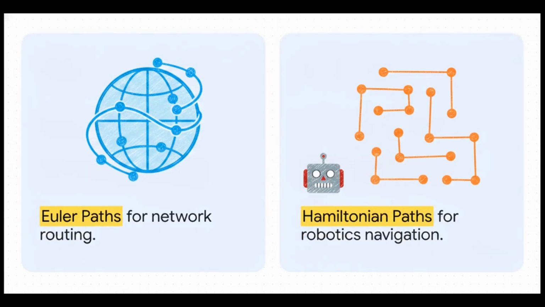Just consider the real-world difference between these two key graph theory concepts. On one hand, you have Euler paths, which have real-life applications in network routing, basically helping efficiently route all that internet traffic. But then on the other hand, Hamiltonian paths are what assist in path planning, navigation, and decision-making in robotics. It's absolutely fascinating how these different mathematical paths solve completely different engineering problems.